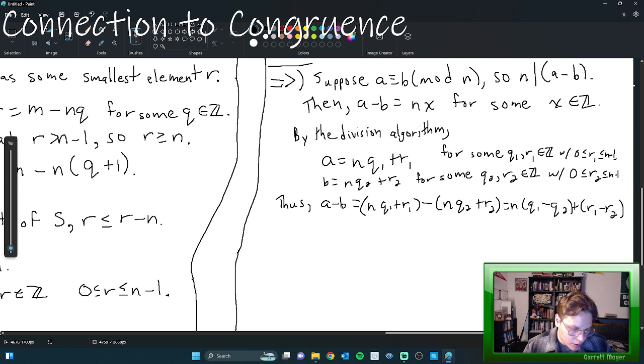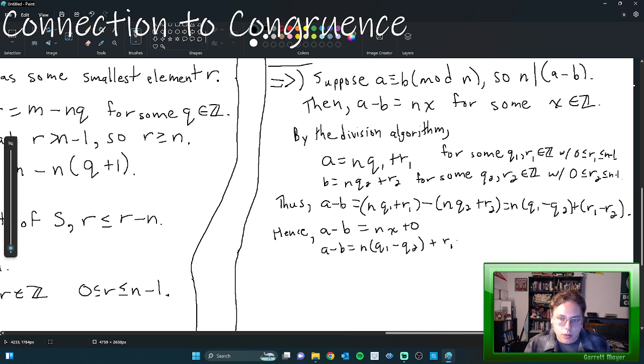So because of this, let's just draw this out a little bit more clearly. Hence, we have two ways of writing a minus b now. a minus b equals nx plus 0, and a minus b equals n(q1 minus q2) plus r1 minus r2.